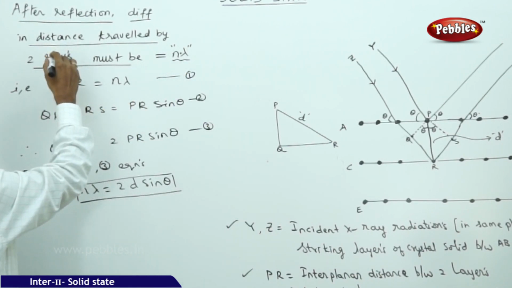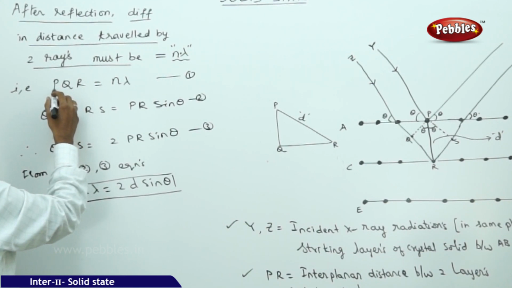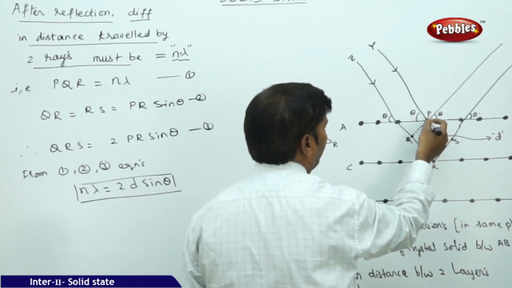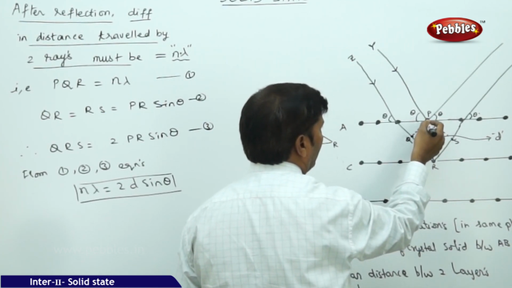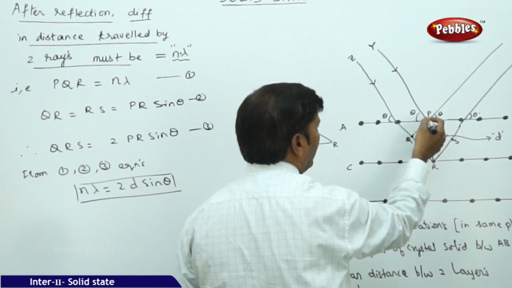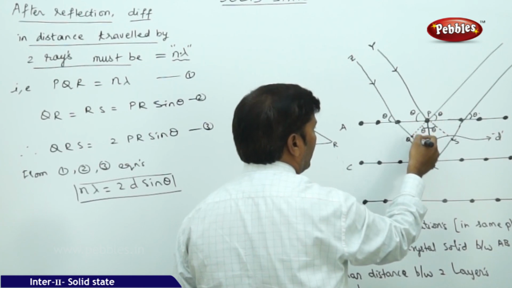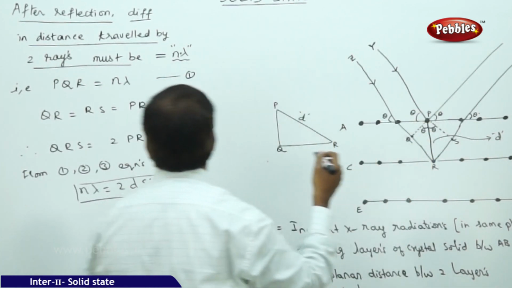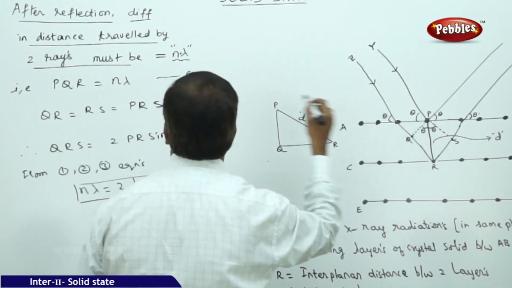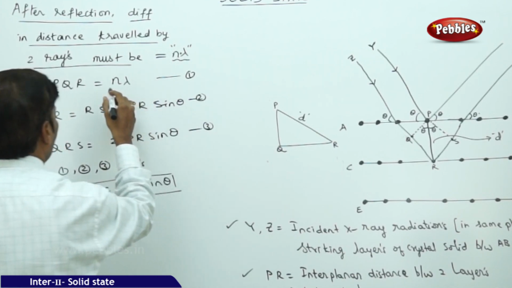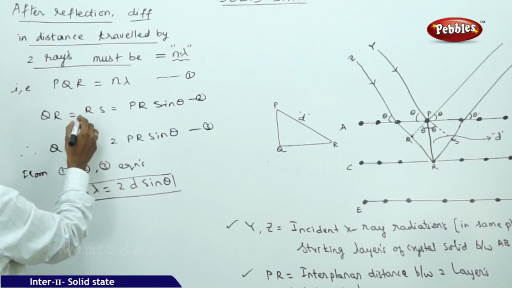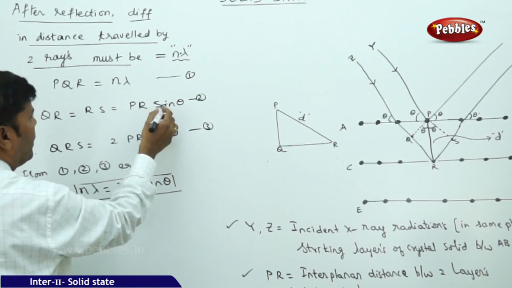So the difference between the two X-ray radiations is actually taken in terms of PQR. Why PQR? Because if you extend a perpendicular from P, it will join Q. So P to Q gives a distance, and Q to R and R to S is another additional distance. So here PQR is equal to PQ of R, which is equal to n lambda, the integral multiple of n lambda. If PQR is equal to n lambda, then Q of R and R of S is also equal to PR into sin theta.